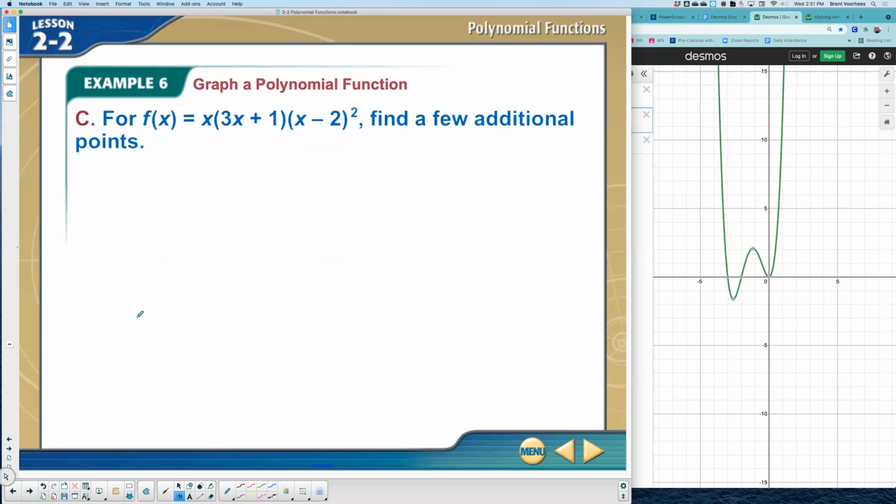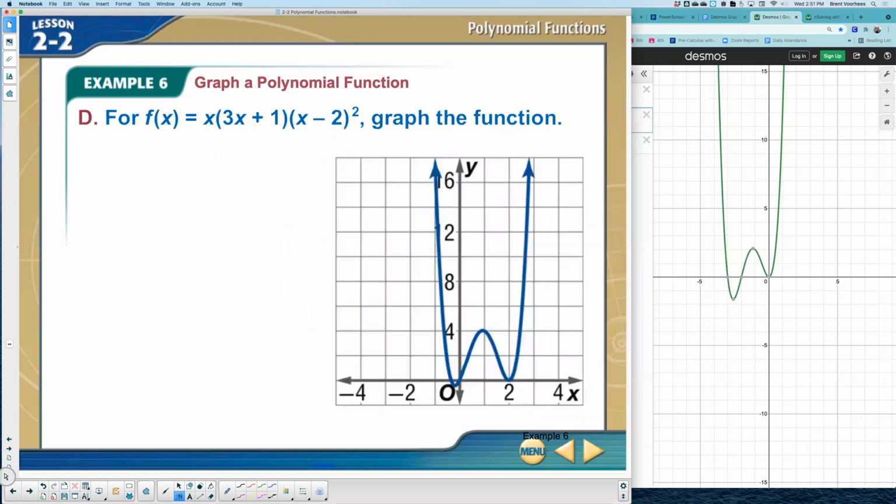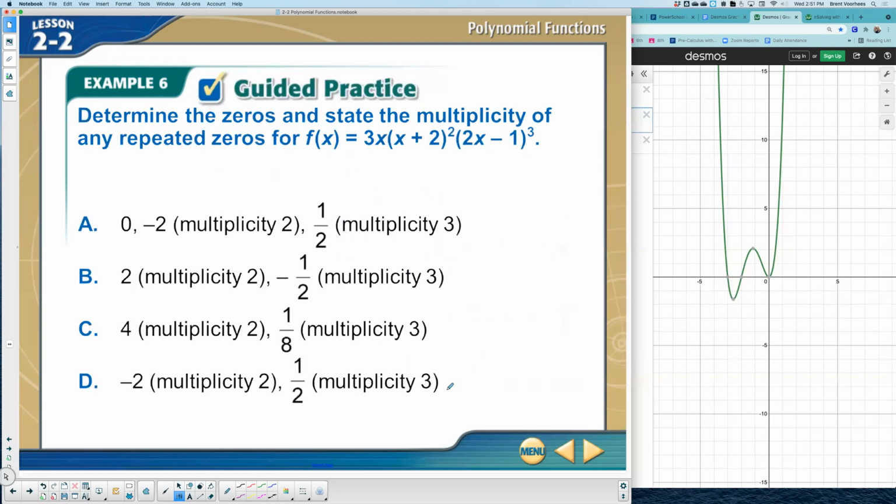All right, part C just tells us to find a few additional points. I'm going to skip that. And part D would then ask to graph. I have your graph right here. There's the zeros that we just found, but I'm going to leave it as is. What I'm going to do here is let you try your DOL. Specifically, all I need you to find is the multiplicity and the zeros. I want you to establish what the zeros are and the multiplicity.